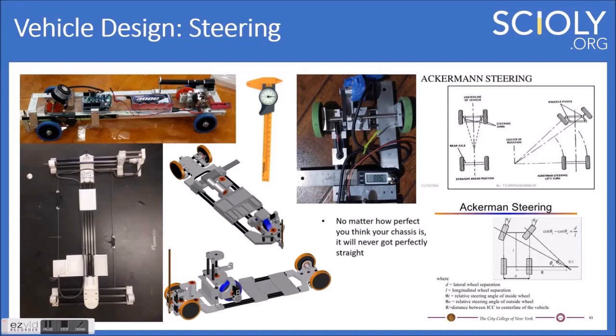That had a huge impact on our performance and how we were able to actually achieve such good scores. One of the biggest things is that no matter how perfect you think your chassis is, it's never going to be perfectly straight. It's just so hard to get those tolerances perfect. Different temperatures can impact the expansion of materials. There's just so many little variables.